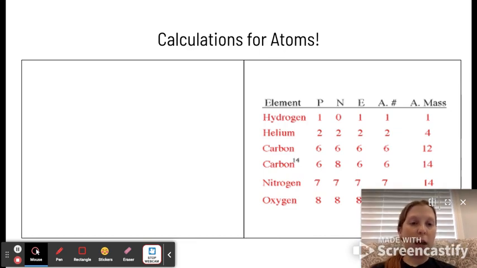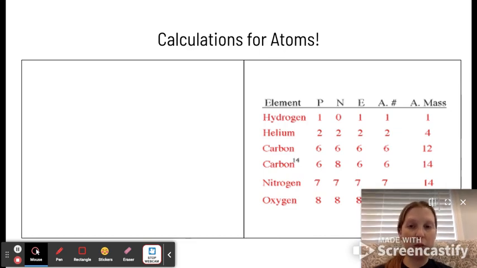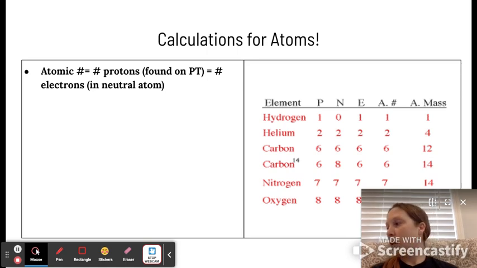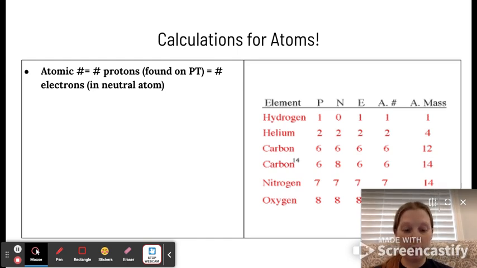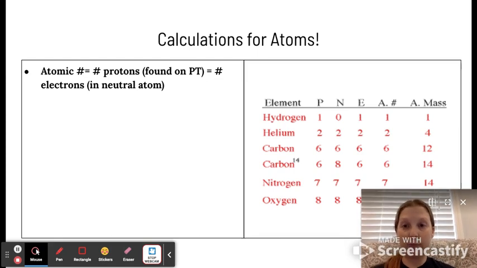So now let's talk about calculations for atoms and numbers that you need to know for these. So the first one is the atomic number. And the atomic number is the number of protons. It's just straight equal to the number of protons, which you can find on the periodic table. It should be the top number in the block of each element. This is also going to be equal to your number of electrons in a neutral atom.